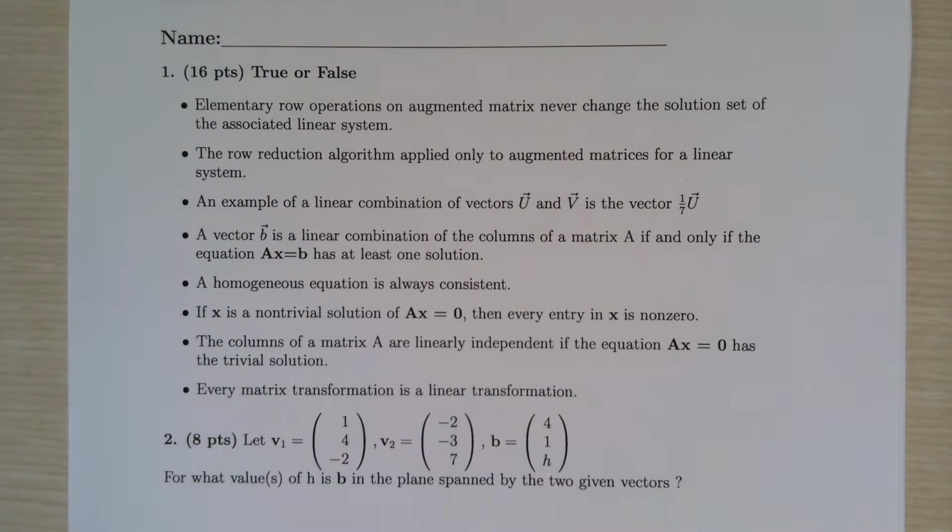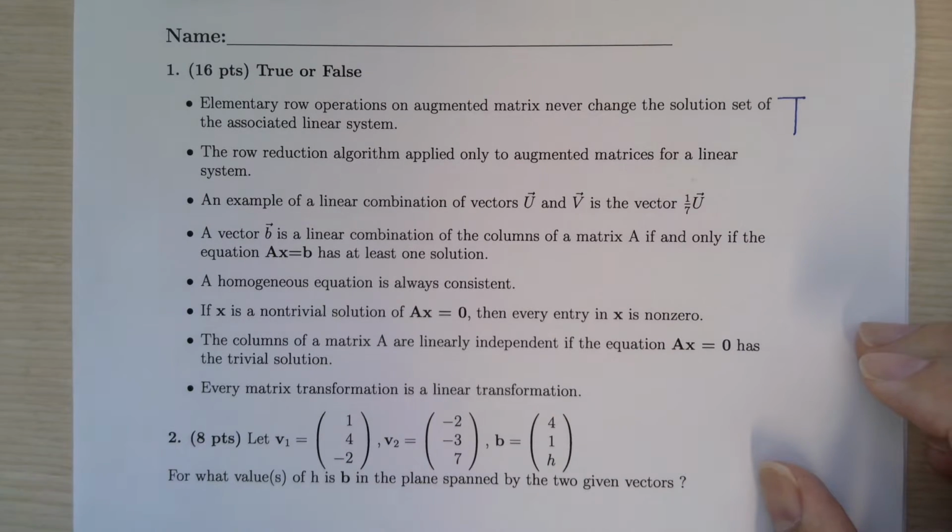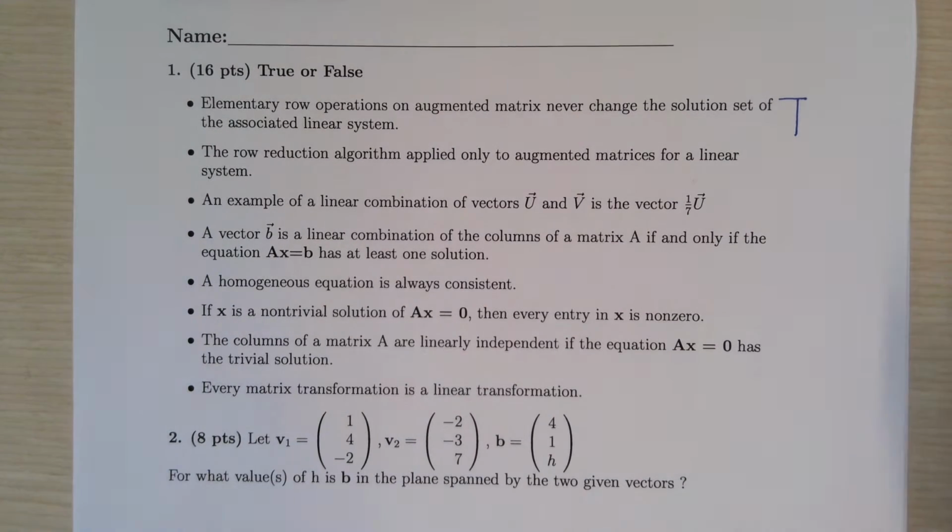Okay, so now let us look at a few true or false problems first. First one: elementary row operations on an augmented matrix never change the solution set of the associated linear system. This is a true statement, okay, because elementary row operations are always reversible.